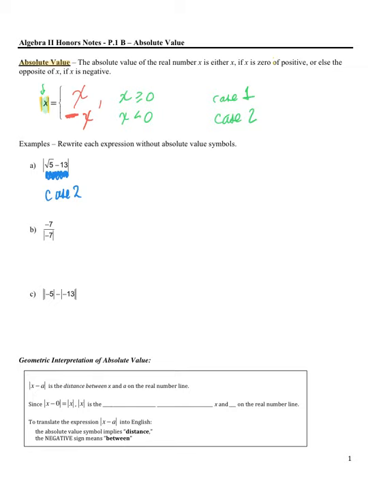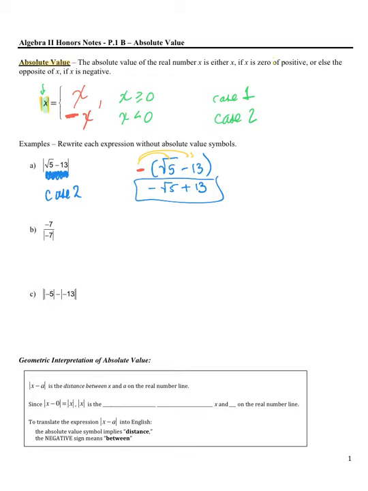So what does that mean? That means I need to negate what is inside. So I need to negate this expression. So what does that mean? That means I'm going to distribute that minus sign, and I'm going to get negative square root of 5 minus a minus becomes plus 13. So that is all I have to do. Without a calculator, I could go no further.